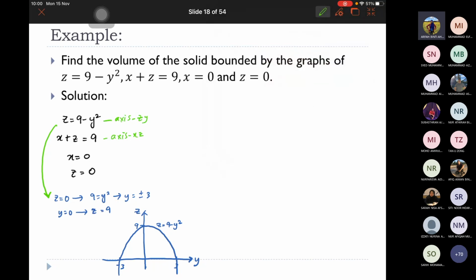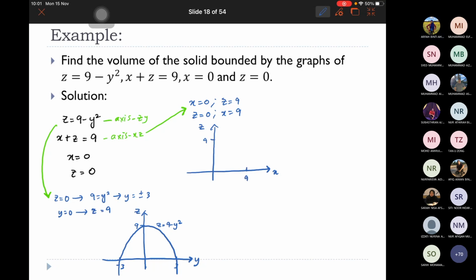Okay. Then awak ada garisan XZ. X tambah Z sama dengan 9. Bila X sama dengan 0, Z sama dengan 9. So bila Z sama dengan 0, X sama dengan 9. So kalau awak draw pula, this one akan ada satu straight line. X dan juga Z. Bila 9, 9. So it will be like this. So kita nak combine. Combine together with this one.